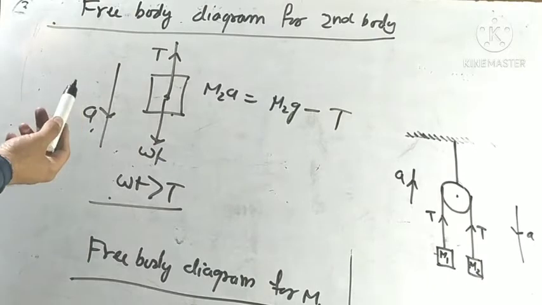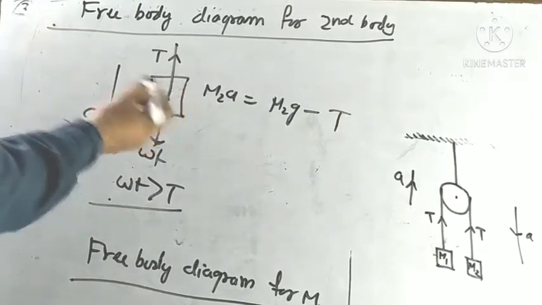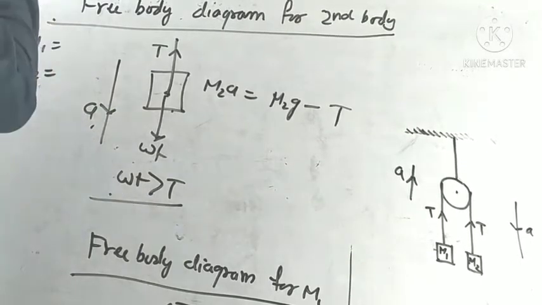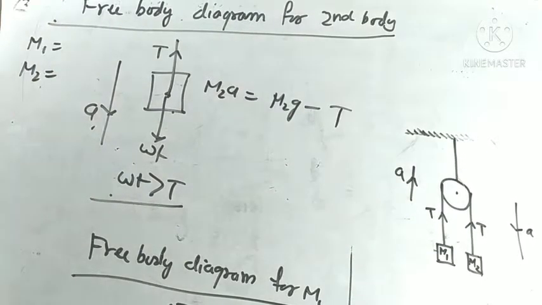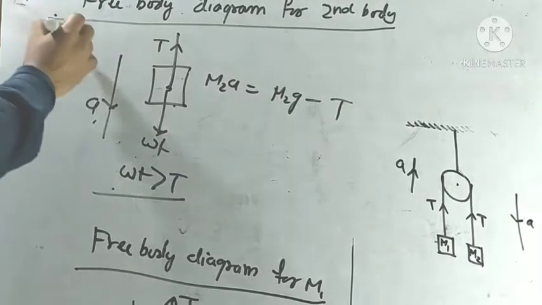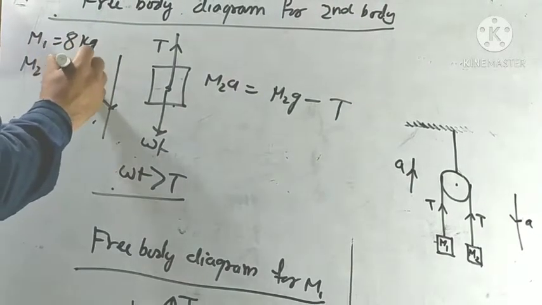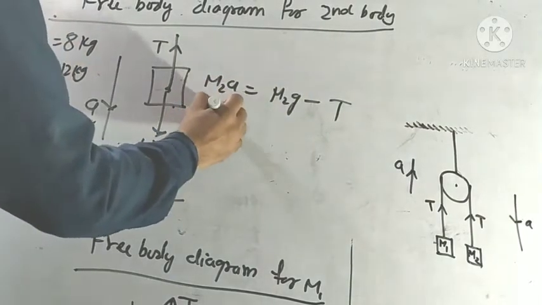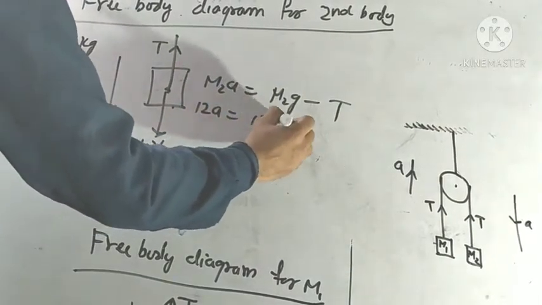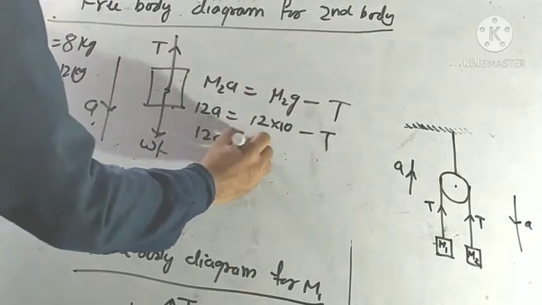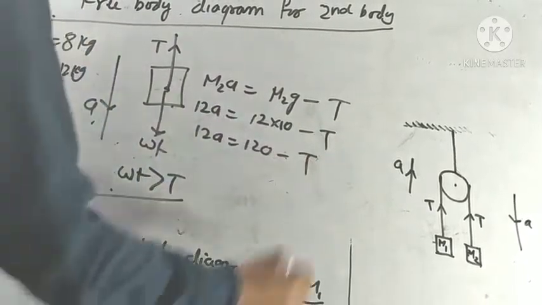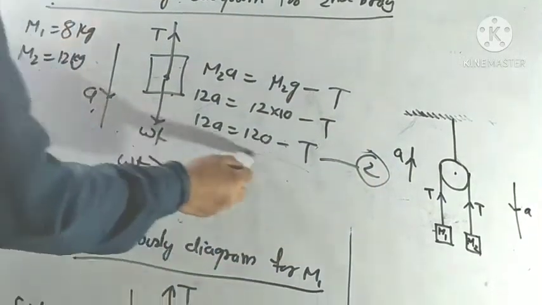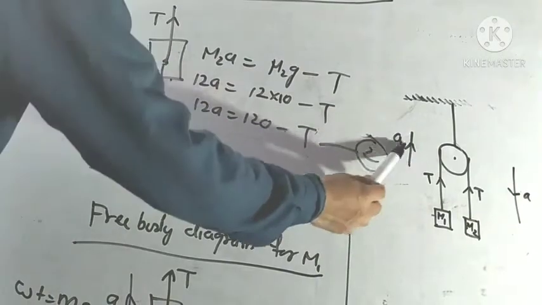The value of m2 is already given. That is 8 kg and that is 12 kg. So we put the value of m2, 12A is equal to 12 times g 10, 12A is equal to 120 minus T. We call it equation number 2. So now we have two equations, equation number 1 and equation number 2, and we have to find the value of acceleration and tension T in the string.